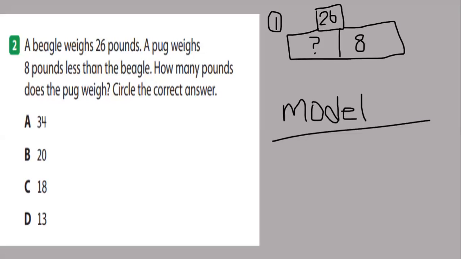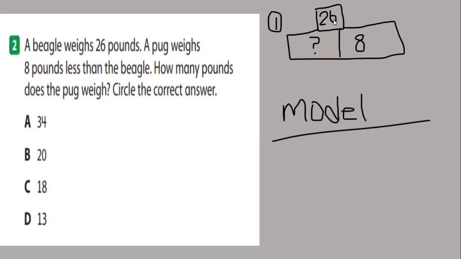So the first thing we're always going to do, we're going to make a model. You want to be thinking about part, whole when you fill in your model. And you know these two parts are going to always equal the whole. Think about what information you have.